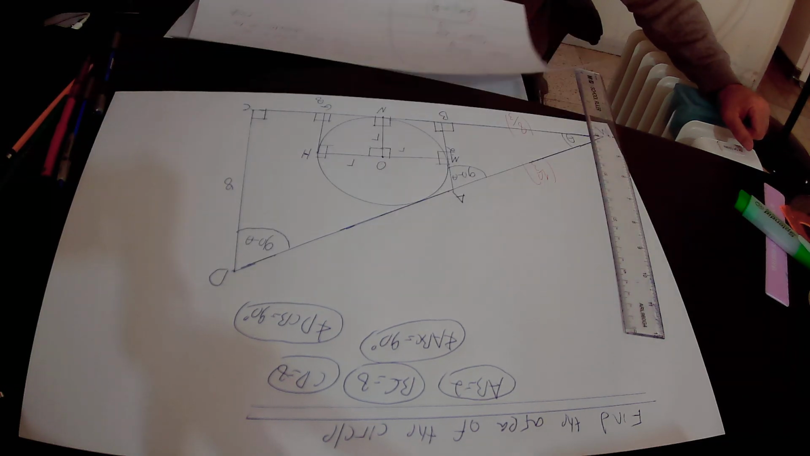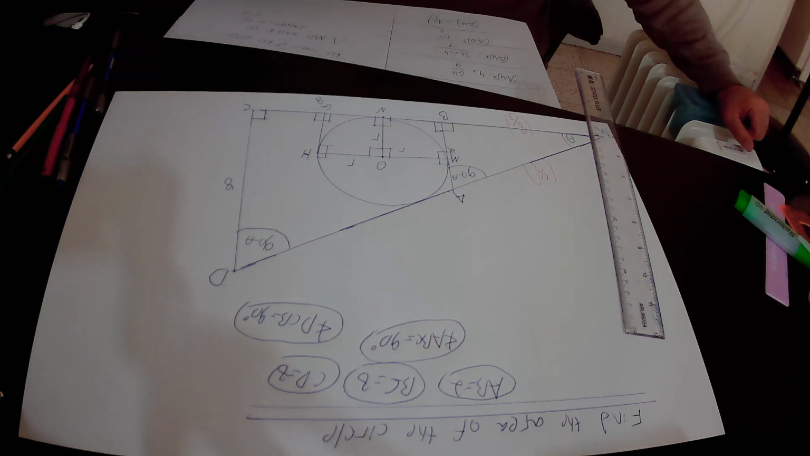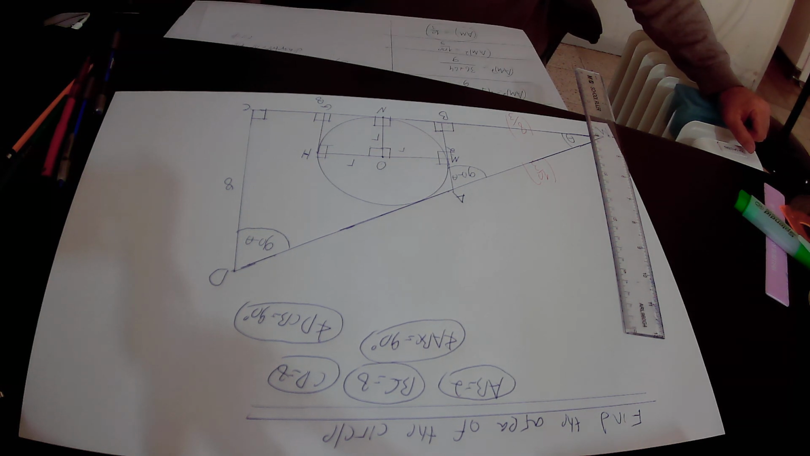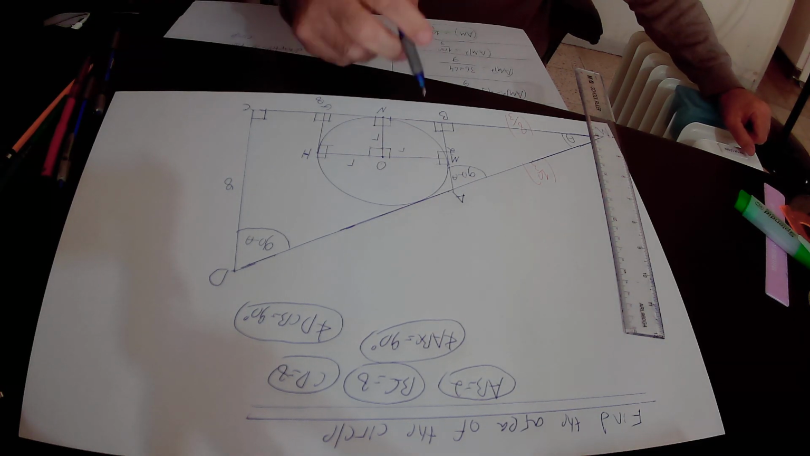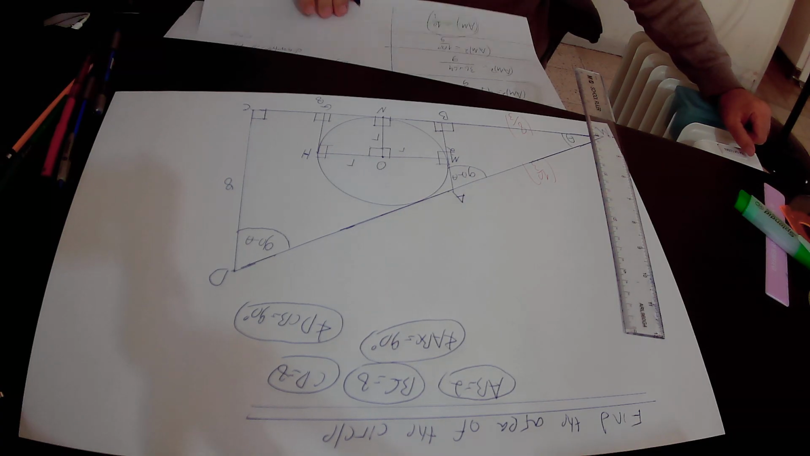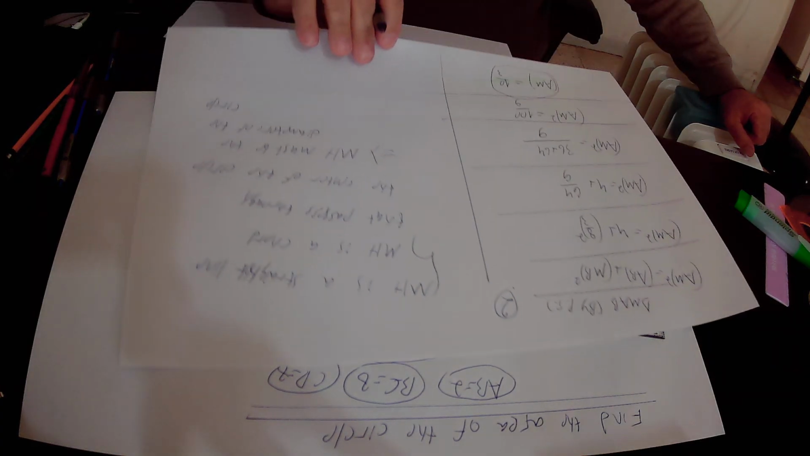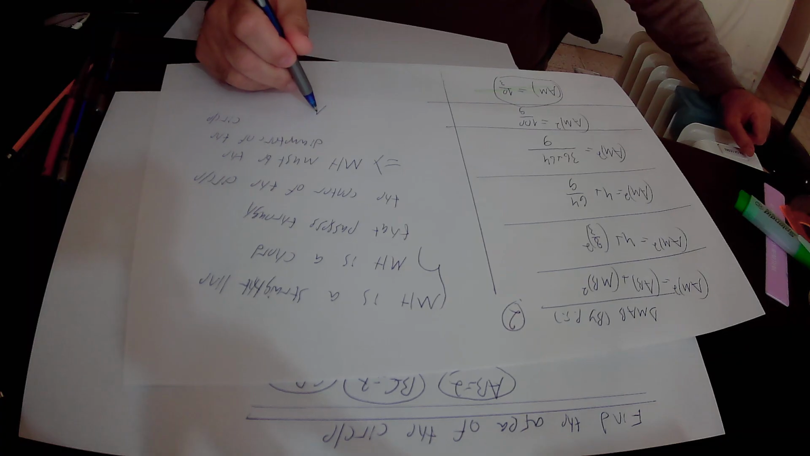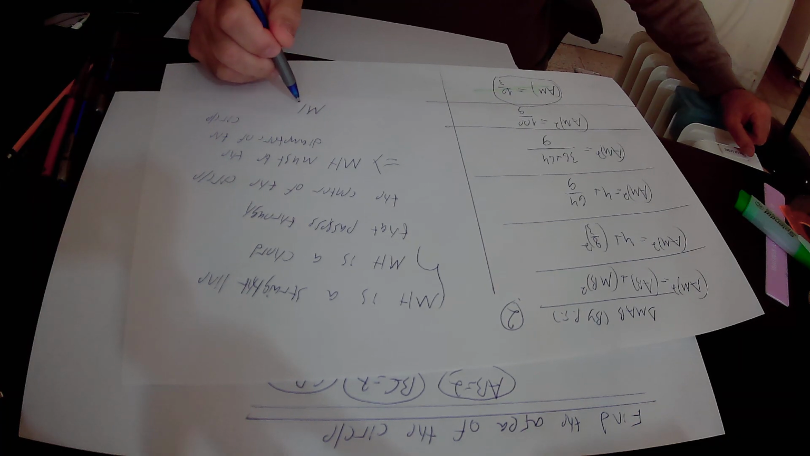Okay, MH is the diameter of the circle. Therefore MH equals 2R. MH is the diameter, it is equal to 2R.